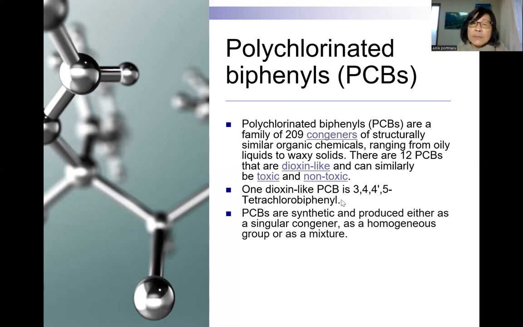One dioxin-like PCB is 3,3',4,4',5-pentachlorobiphenyl. This is used as a base for the threshold of the toxicity internationally. And PCBs are synthetic and produced either as a singular congener, as a homogeneous group, or as a mixture.